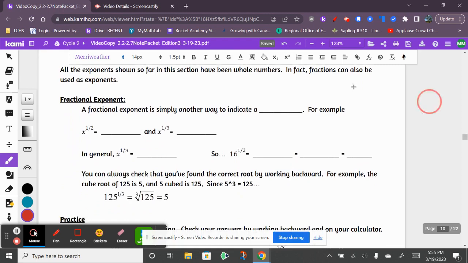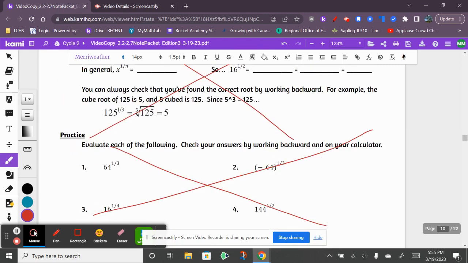We are not going to deal with problems that deal with a fractional exponent, so you do not need to worry about the rest of those notes.